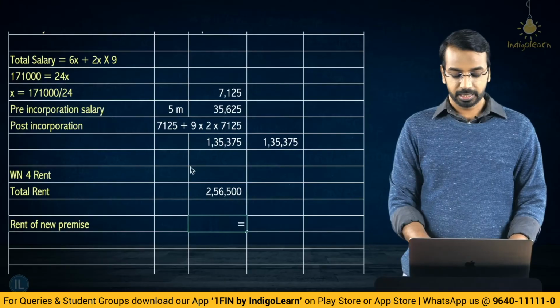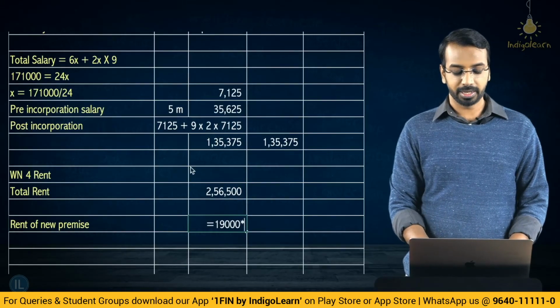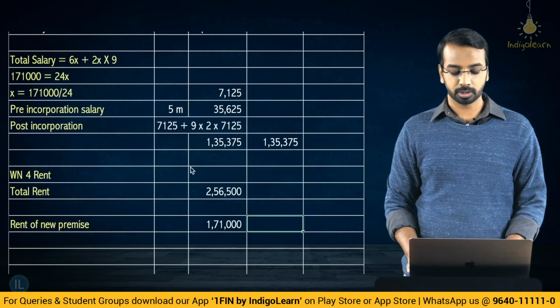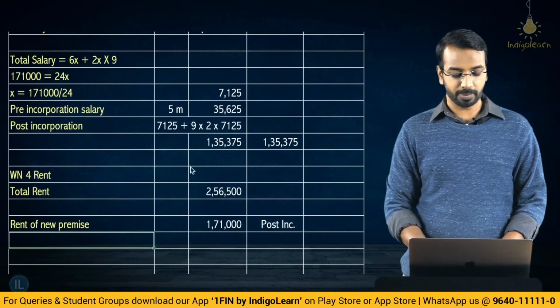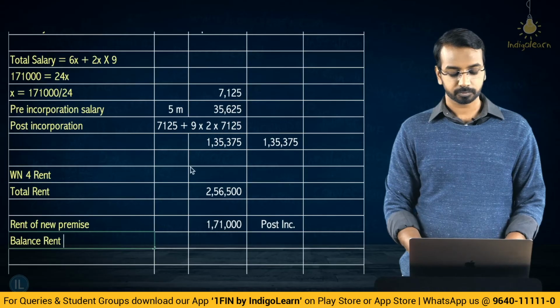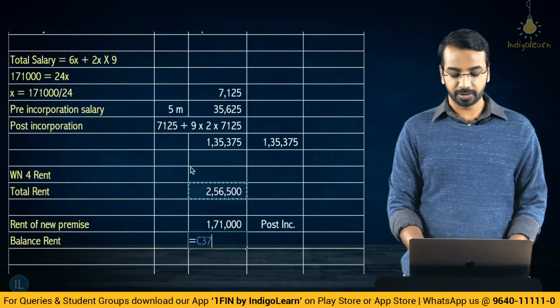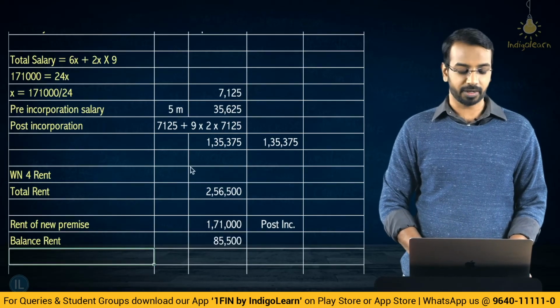So 19,000 multiplied by 9 months, you get 171,000. This is post-incorporation only, right. So what is the balance rent? 256,500 minus 171,000, you get 85,500.